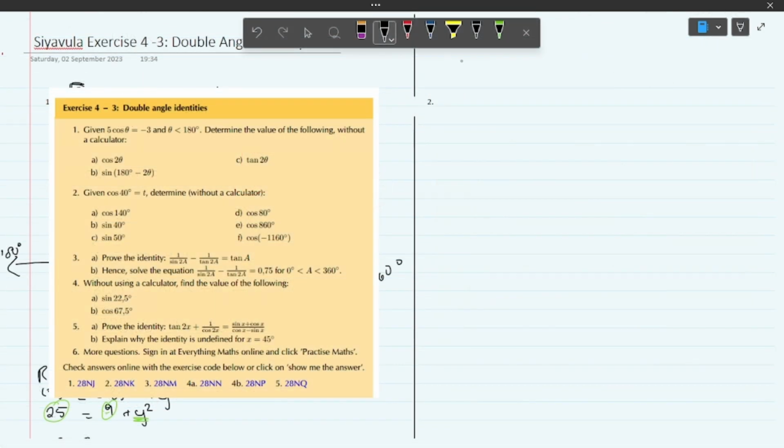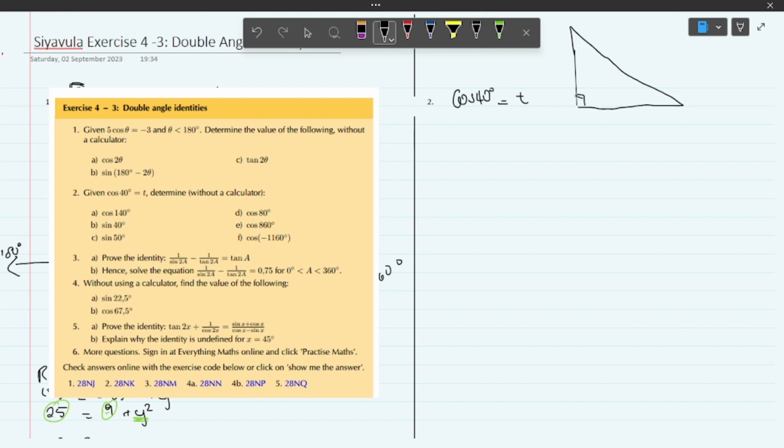People, let's do number two. We're given that cos of 40 degrees is equal to t, to determine without a calculator. What you need to do again is to draw a structure, because given that cos 40 degrees is equal to t, I'm going to use freehand to draw a triangle structure.